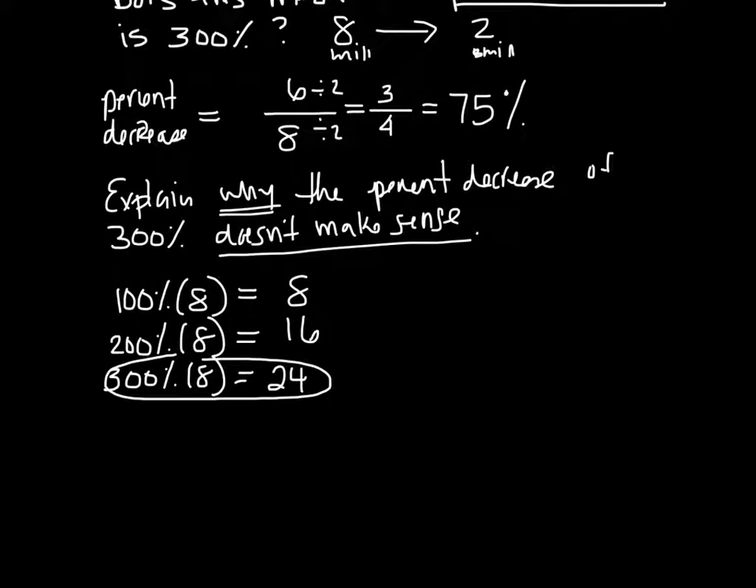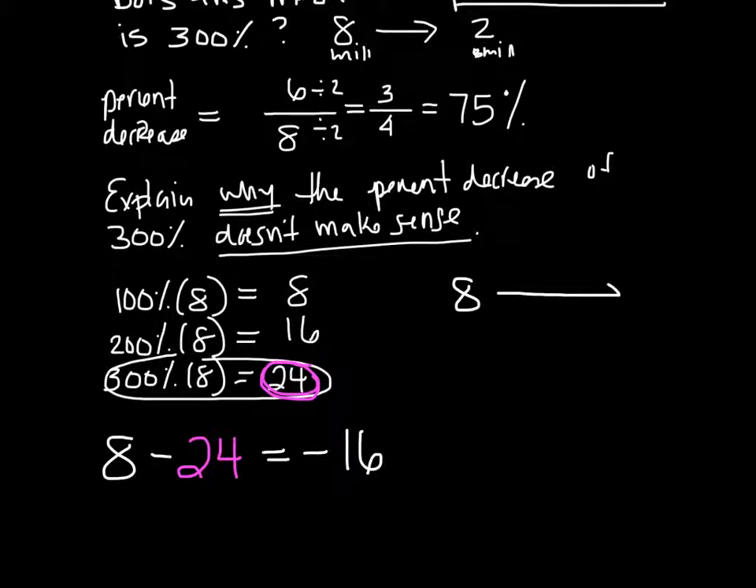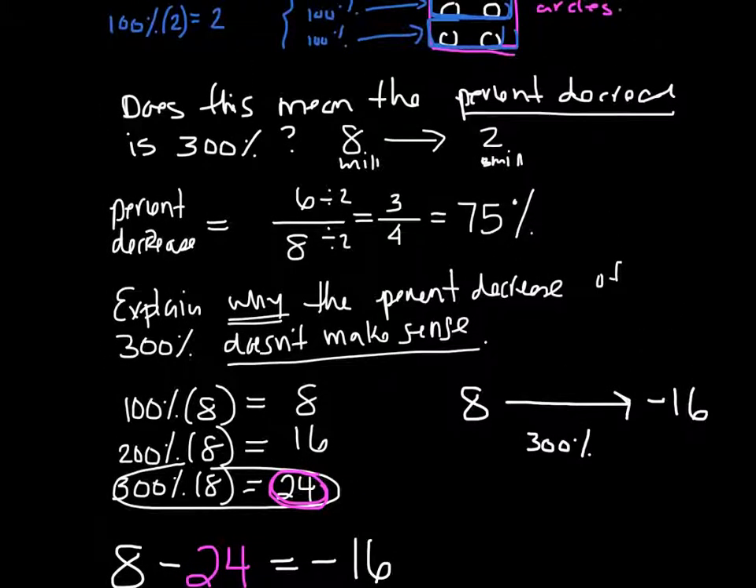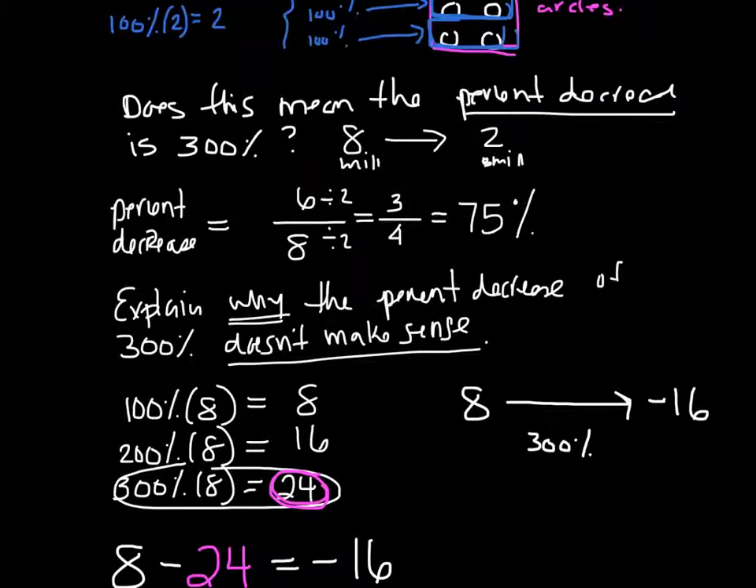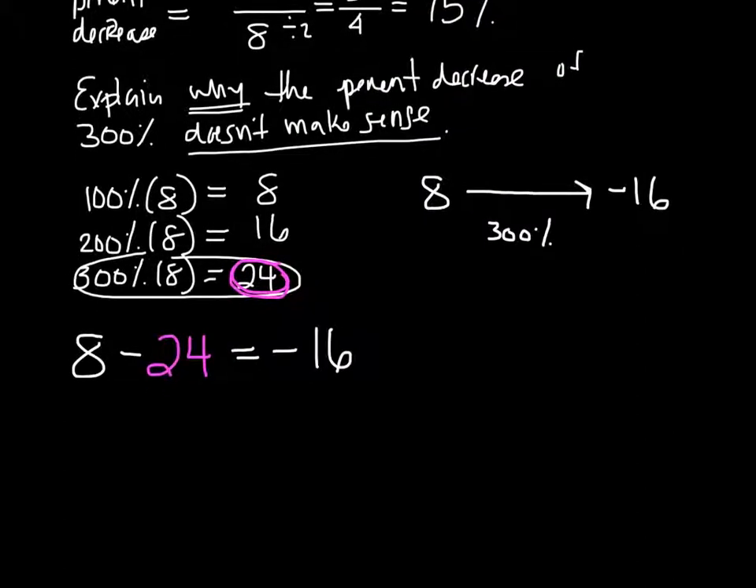So if it was a 300% decrease, that means you would start at 8, and here's our 300%. That means I would be subtracting 24, and 8 minus 24 would be negative 16. So if I started at 8 and ended up at negative 16, that would be a 300% decrease. But we're not going from 8 to negative 16. We're going from 8 to 2. That's why it doesn't make sense.